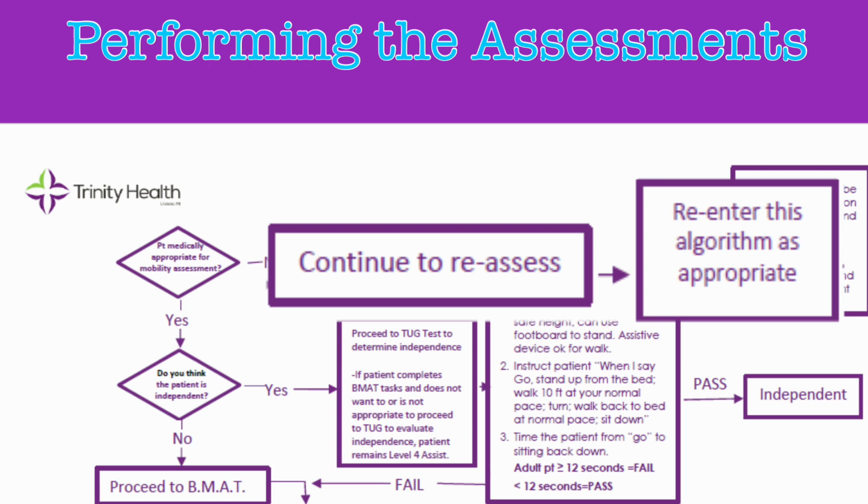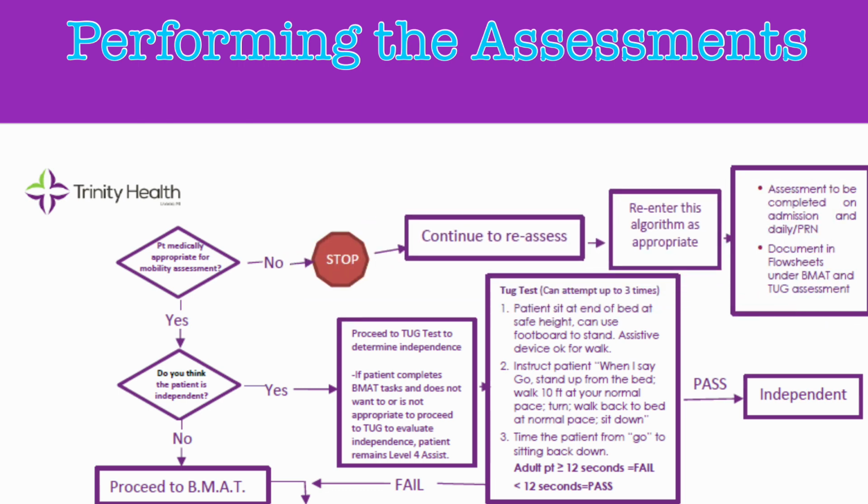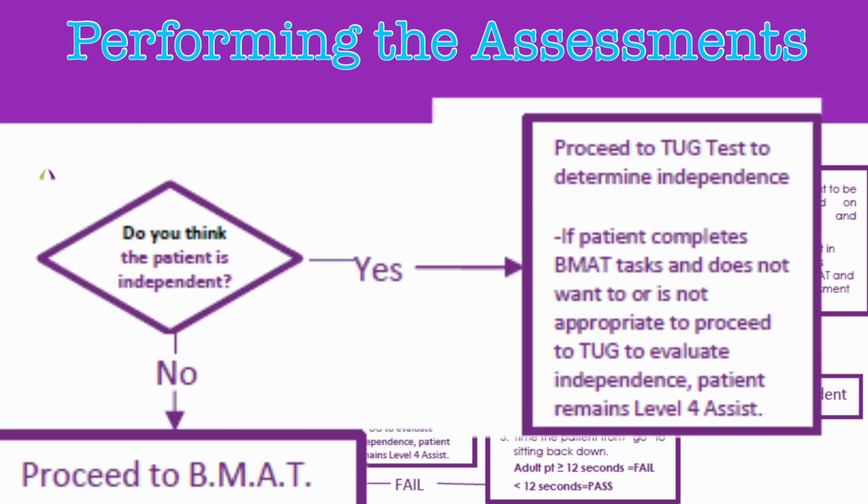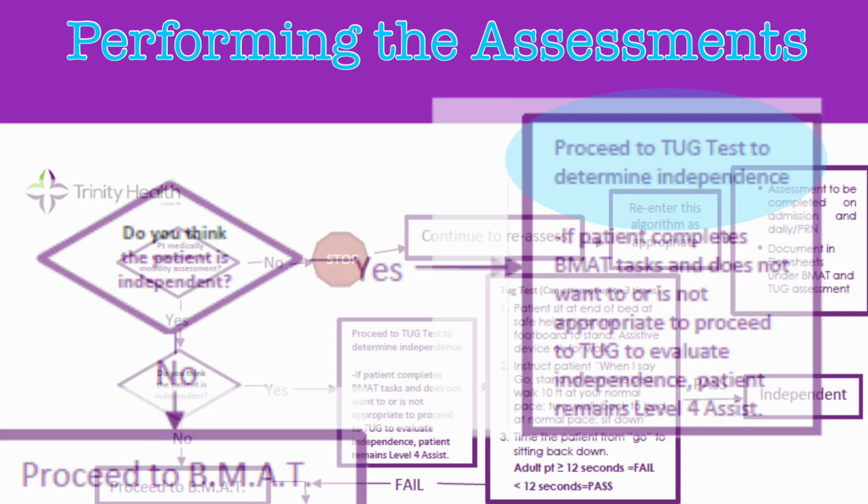You will reassess every patient every shift, and when there is any perceived change in the patient that could impact mobility. The next prompt is to ask, do you think the patient is independent? If you believe your patient can ambulate independently, even if they need an assistive device like a walker or cane, you can go directly to the TUG test.